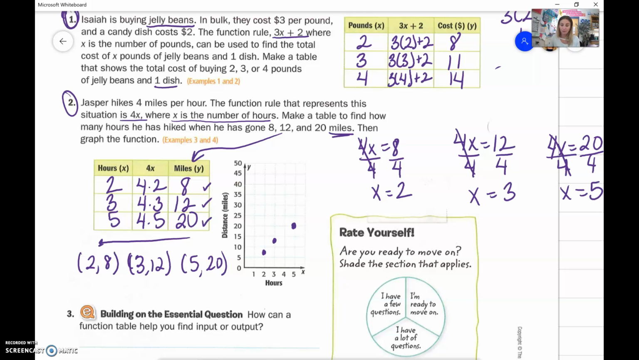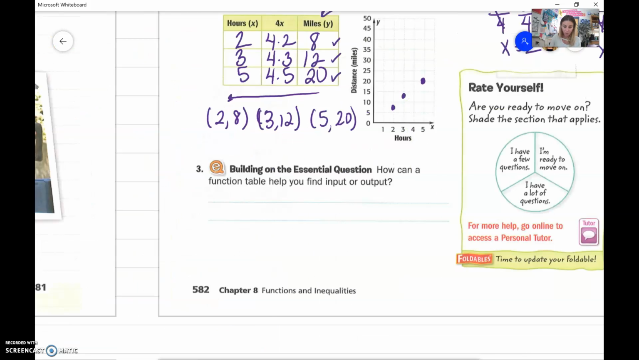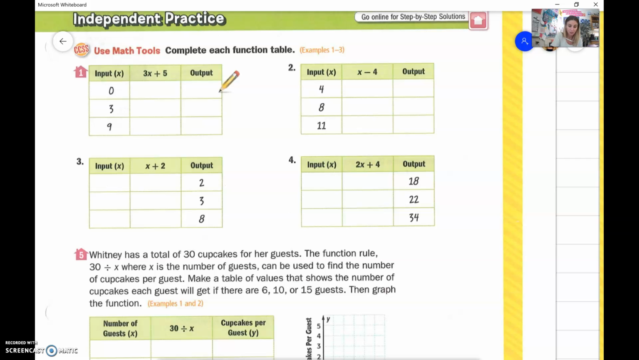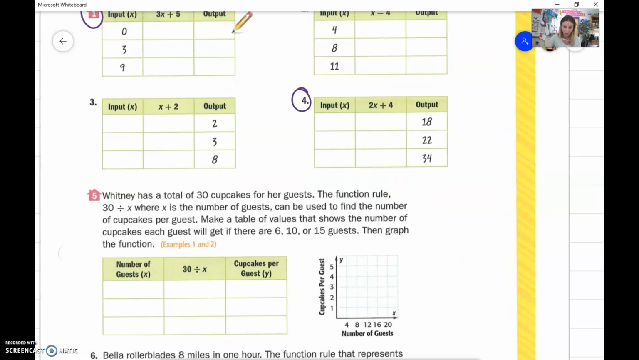Okay, all right, let's take a look at the next page. And on our next page, we're just going to do a couple of examples. We're just going to do 1 and 4, and then we're going to do 5.